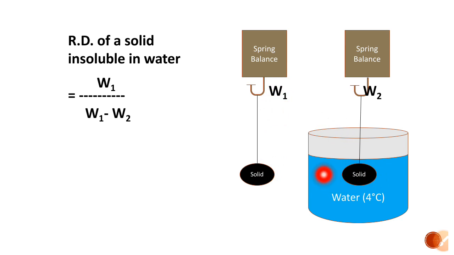Then the solid is taken inside water, completely immersed, and here the weight is found to be W2. This W2 is less because whenever the body goes inside water, there is some loss in weight, and the loss is W1 minus W2. This gives the upthrust, the loss in weight. In this way we can easily calculate it. We have the spring balance, the value of W1 and the value of W2, so we can easily calculate the relative density.